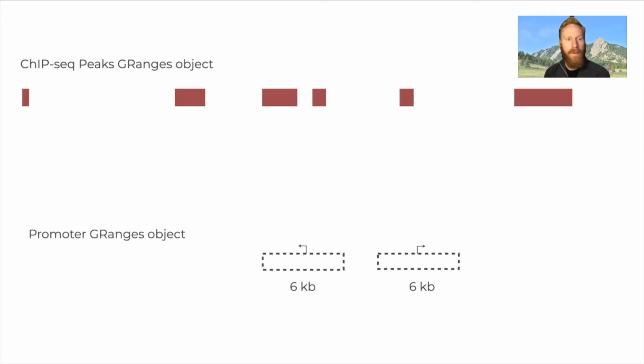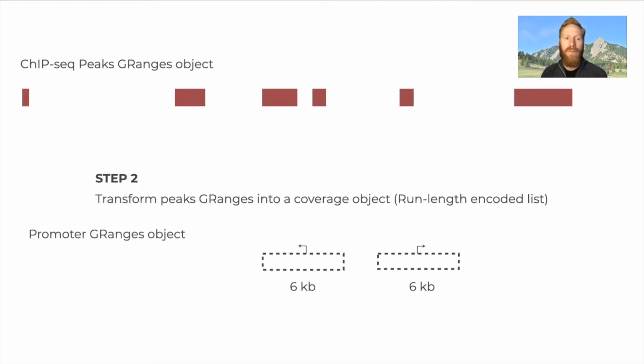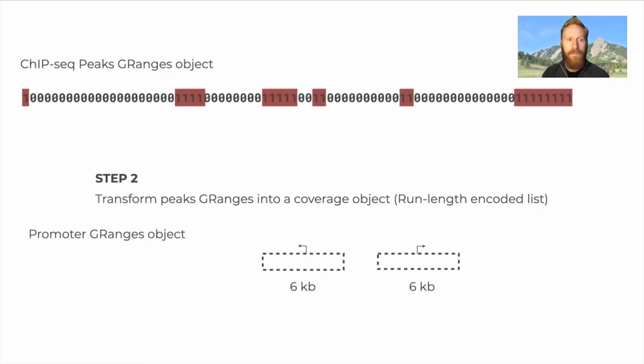Okay, so now we have these two objects, the promoter GRanges object and the ChIP-seq peaks GRanges object. And the second step that we'll need to do is transform the peaks GRanges object into a coverage object. What that will do is place a 1 where peaks are and a 0 where there are no peaks in the genome. So the result is a long vector that's approximately the length of the genome of zeros and ones.